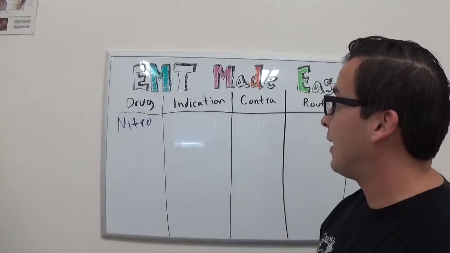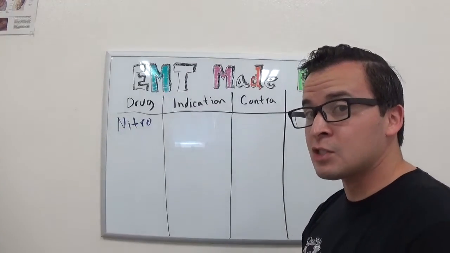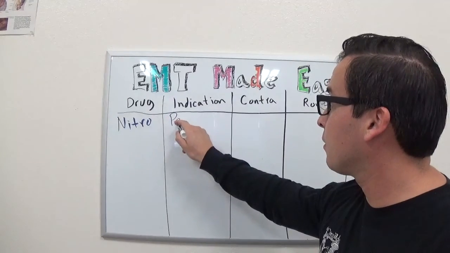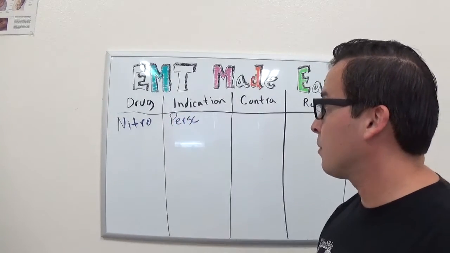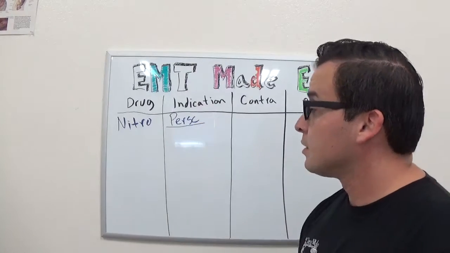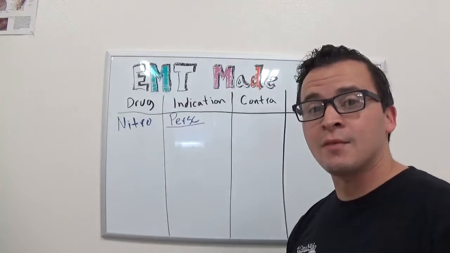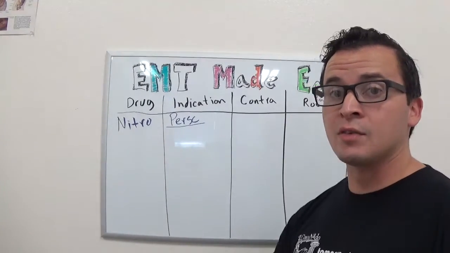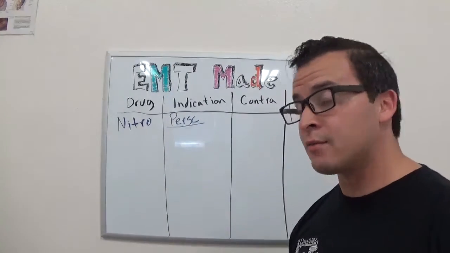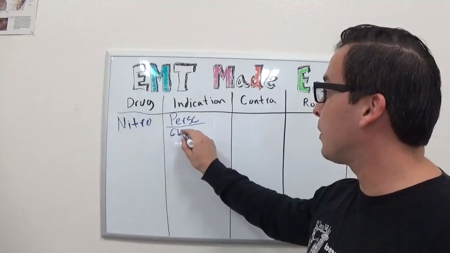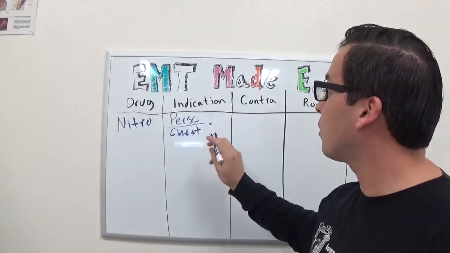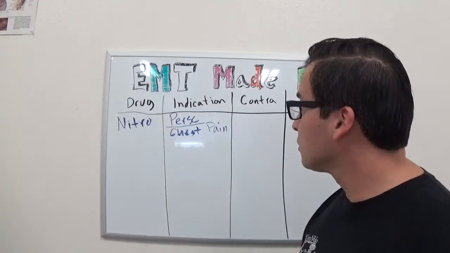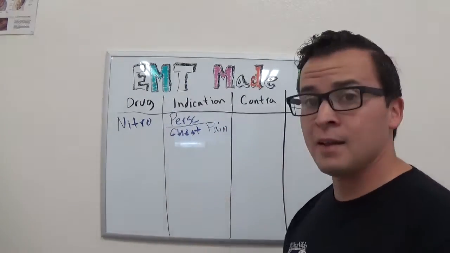Nitroglycerin. An indication for nitroglycerin. First off, they have to be prescribed the drug, right? So it has to be prescribed. So I'll put a little prescribed there. Secondly, they have to have chest pain, right? So for me to give nitroglycerin, the patient has to be having chest pain. That's another indication to give nitroglycerin. So chest pain. This marker's not coming out good. Chest pain, that's another one. So these two are pretty much the only things that I need for the patient.